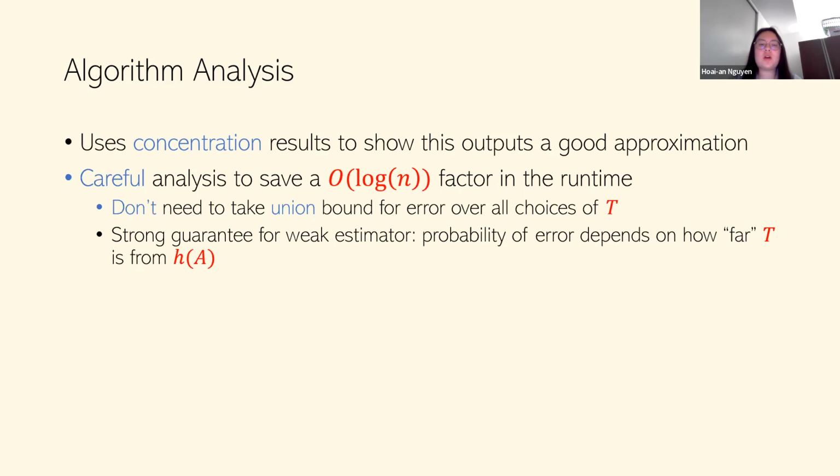When we're putting all of it together, when we run the weak estimator multiple times, we don't actually need to take the union bound for the probability of error over all choices of t. Instead, we prove a stronger guarantee for the weak estimator, so that the probability of error in each run depends on how far t is from h, or the difference between t and h. This allows us to save that log n factor.